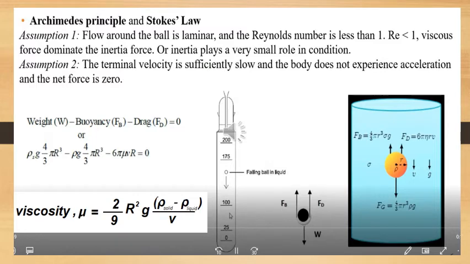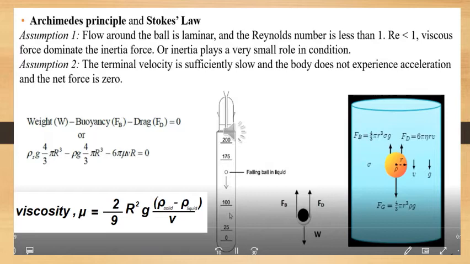times 4/3 pi r cubed, minus 6 pi times viscosity times speed times the radius equals 0.